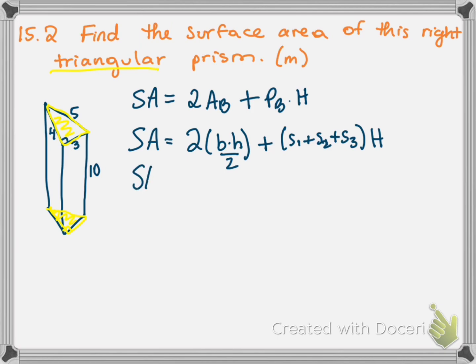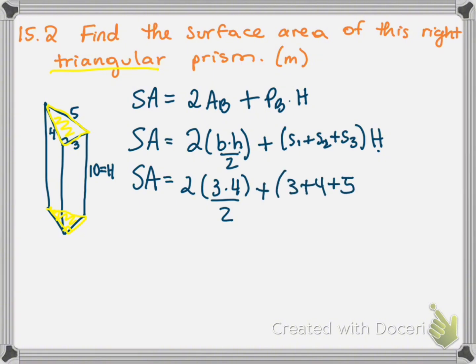So let's substitute the values. The base is going to be 3, the height is going to be 4, and then divided by 2. Notice how that height is lowercase and this height is capital, because the height of the base is going to be lowercase and the height of the solid is going to be capital H. Then we add 3 plus 4 plus 5 times the height, which is 10.